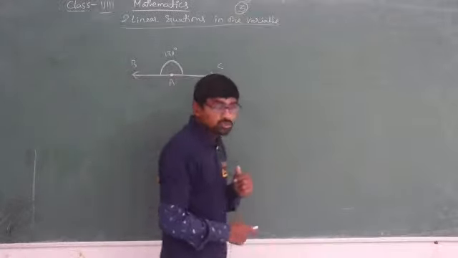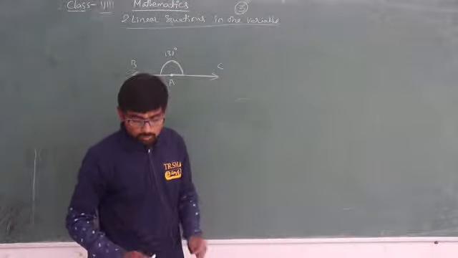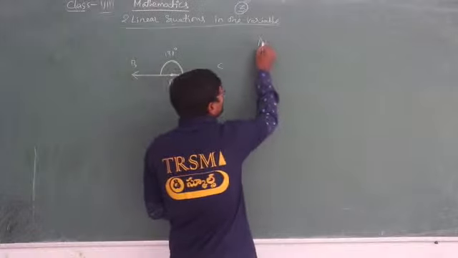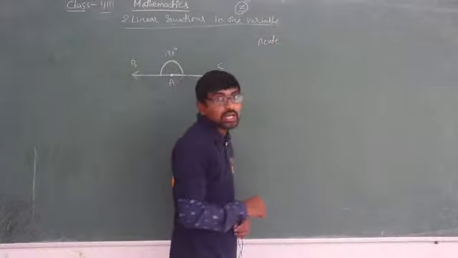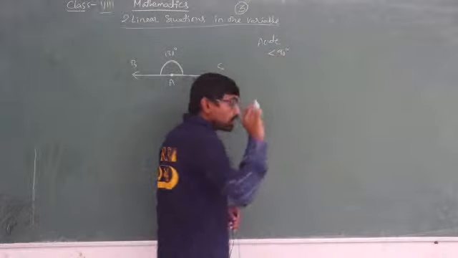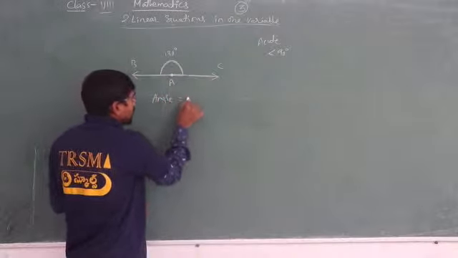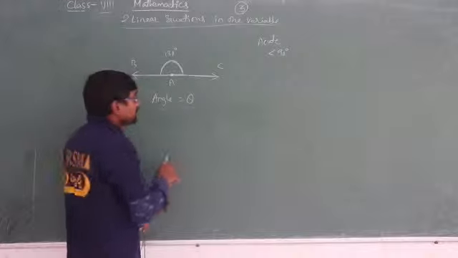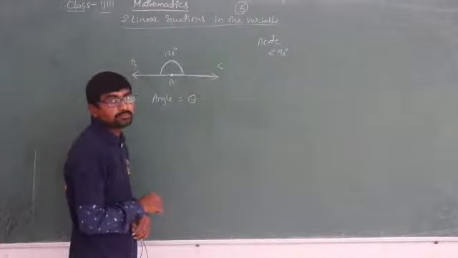So let me remind you of a few types of angles. First we will discuss the acute angle. Can anyone tell me what an acute angle is? An acute angle is nothing but less than 90 degree. And always remember that an angle is represented by the symbol theta. We call this symbol theta.